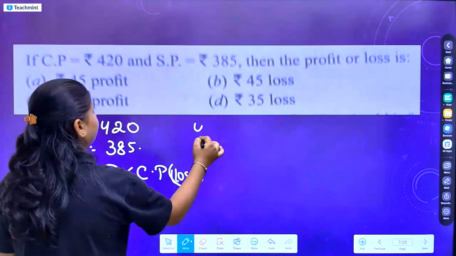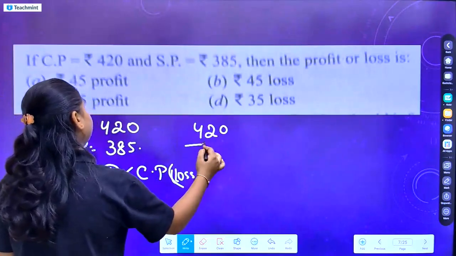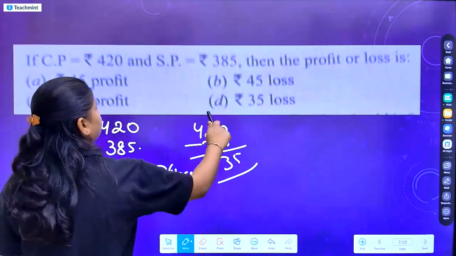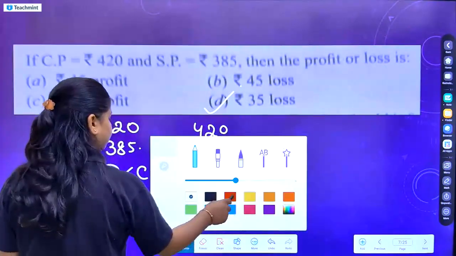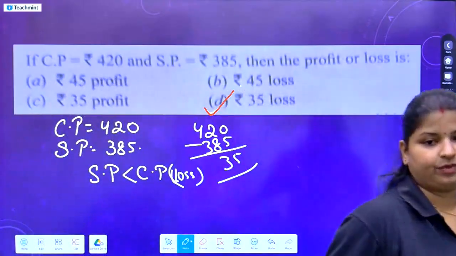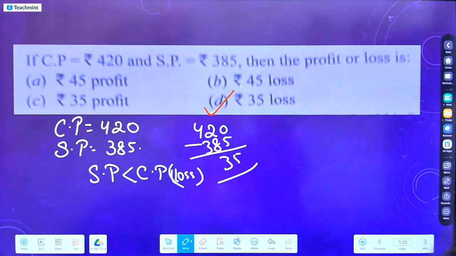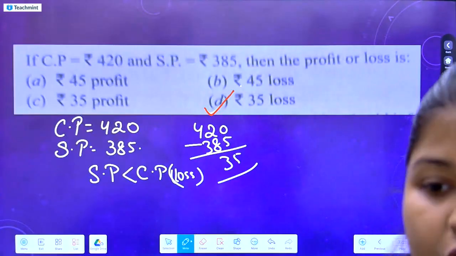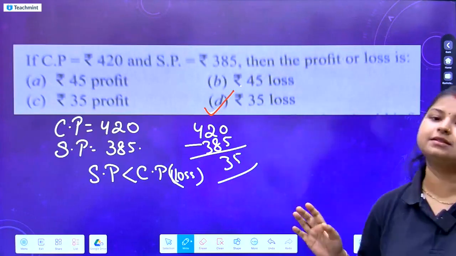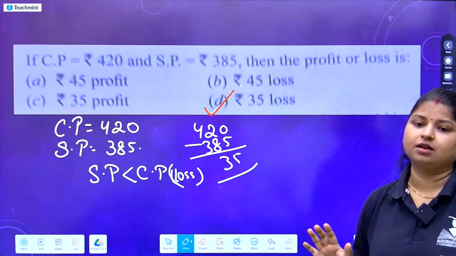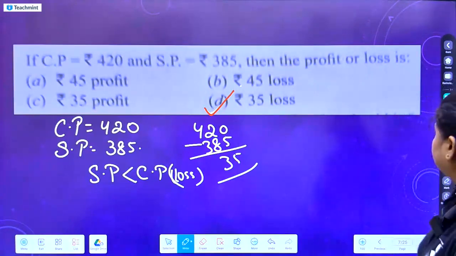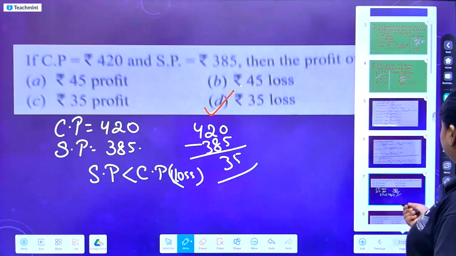So what is the formula for loss? Cost price minus selling price. 35 is your answer. Option B. 35 is your answer. Option B. And you cannot get an easier question than this. This is the most easy question. Easiest, you can say. Easiest. Okay. I have another question for you.